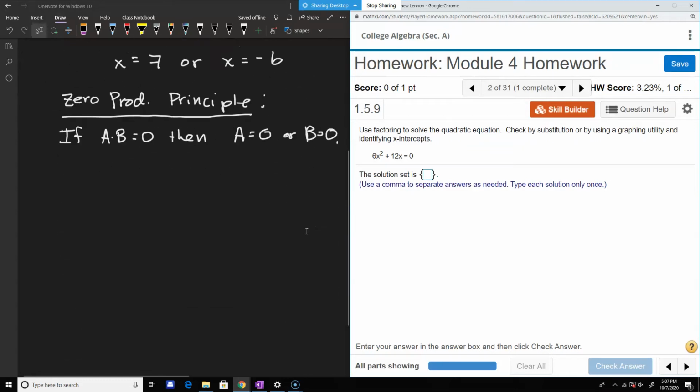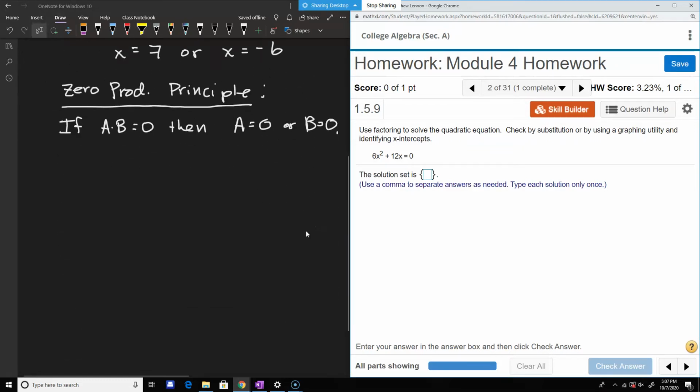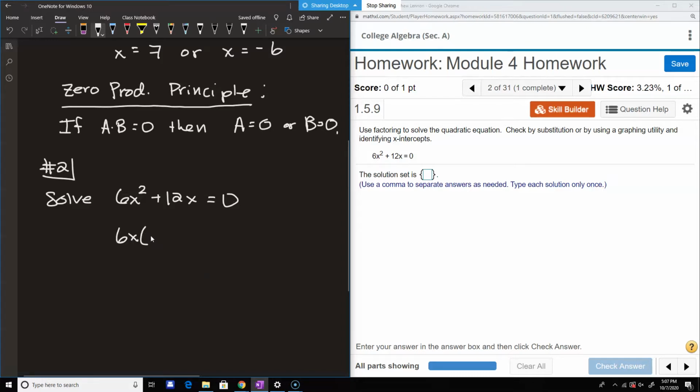Okay, number 2 is going to be very similar, just a different factoring technique. That's all we need to do for number 2 is appeal to the greatest common factor. So here we want to solve 6x squared plus 12x equals 0. So what is the greatest common factor of 6x squared and 12x? 6x, yeah. So we can take out a 6x, and we get x plus 2.